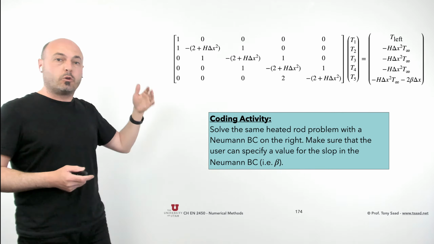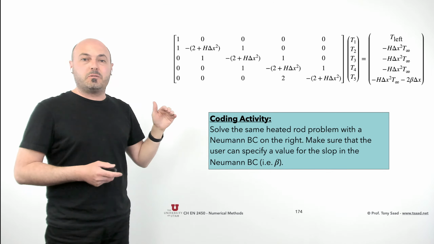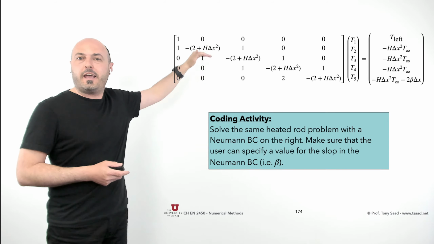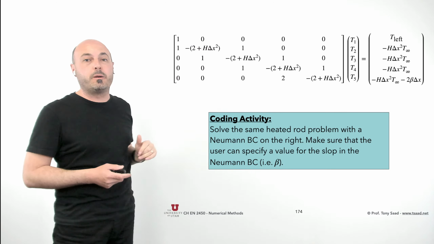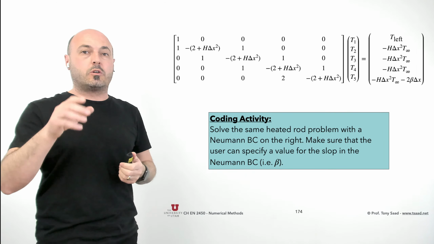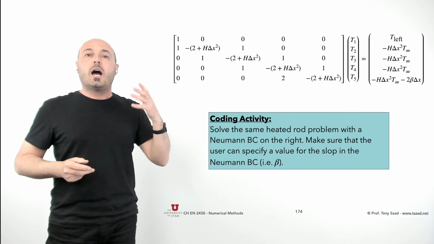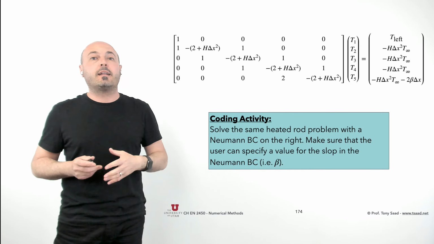Okay, so now with this system of equations, we're going to go ahead and do the same problem we did. So go back to your code in the Jupyter Notebook and simply change it to solve a problem with Neumann boundary conditions. Now I want you to enable the user to specify a value for beta, just like we specified a value for the number of points. I want to be able to specify a value of beta and see what happens.